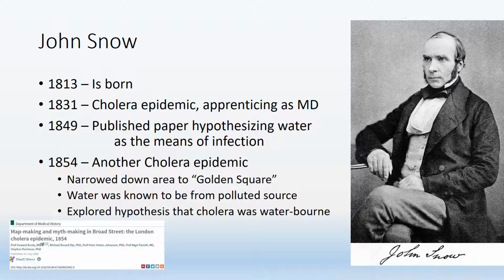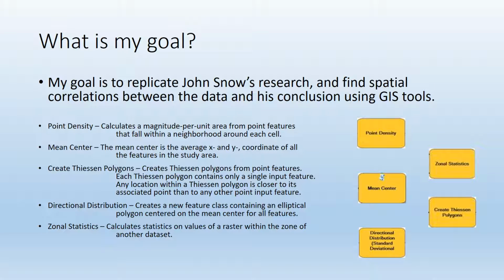His paper went mostly unnoticed in the slew of papers that were written at that time hypothesizing how cholera was spread, but in 1854 he got the chance to really explore that as the next cholera epidemic was breaking out. He narrowed down the source area to an area known as the Golden Square, a particular area that was known for its polluted water. Through that, he was able to explore his hypothesis that cholera was waterborne. My goal in this particular exercise was to replicate John Snow's research and find spatial correlations between the data and his conclusions using modern-day GIS tools.